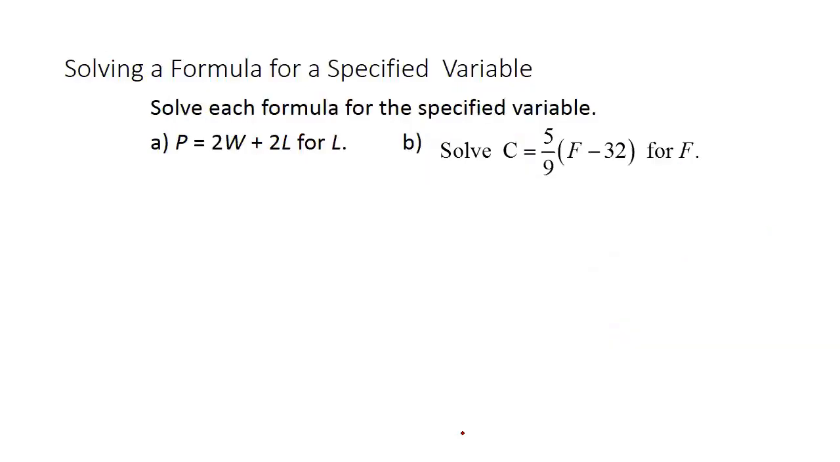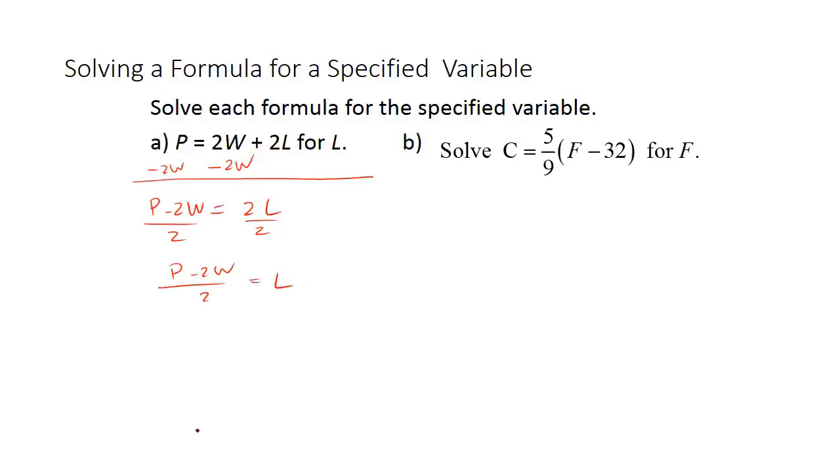Solve each formula for the variable given to you. In this case, the first one we have is P is equal to 2W plus 2L. You want to solve for L. Okay, so let's go ahead and do this step by step. The first step is to subtract 2W from both sides of the equation. Right? So here you get P minus 2W is equal to 2L. To solve for L, I have to divide both sides by 2. That gives me L in terms of the other variables.